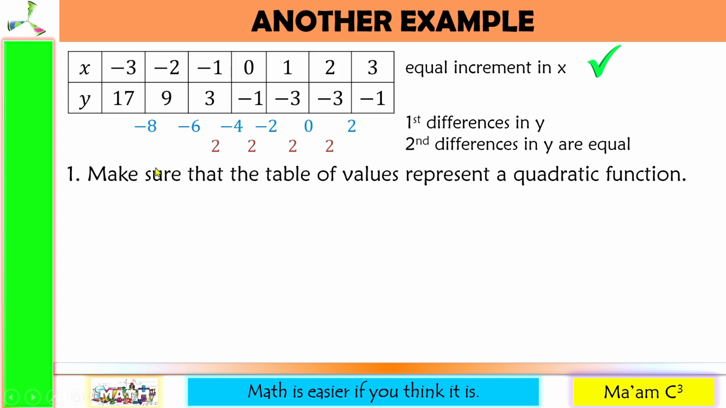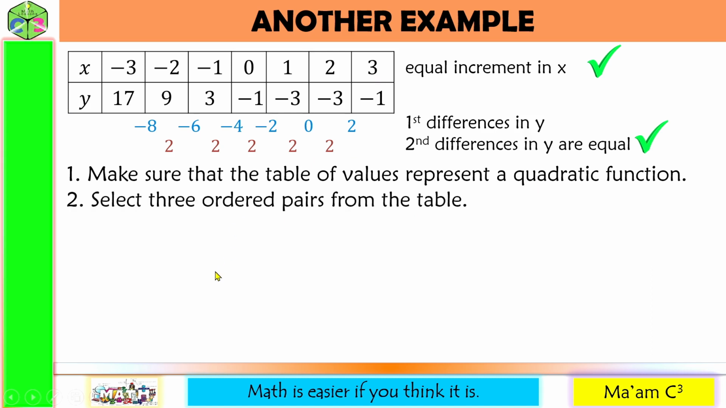Negative 6 minus negative 8 is 2. Since the second differences in y are all equal, then we are sure that this table represents a quadratic function. Step 2, we are going to select three ordered pairs from the table. We can choose any three ordered pairs.